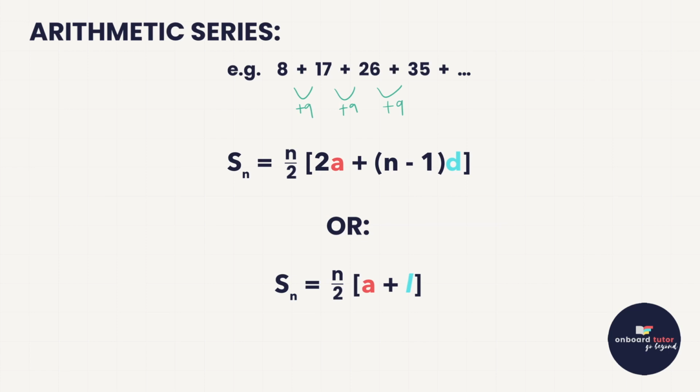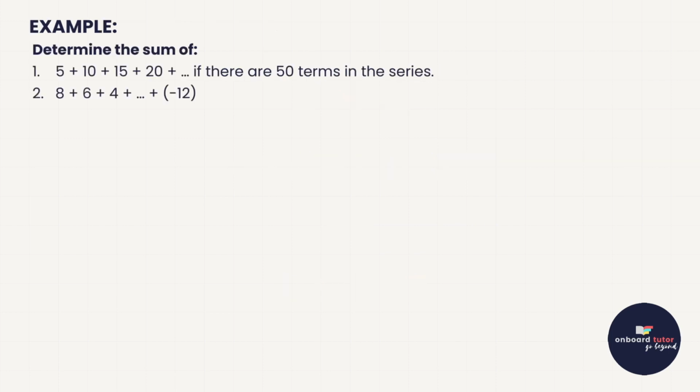The best way to check our understanding of this work is to tackle some examples. So have a look at this one. Determine the sum of, here's the series, 5 plus 10 plus 15 plus 20 plus dot dot dot, if there are 50 terms in the series. The best place to start is to put the formula down so that we know what we're dealing with and we know what we're looking for.